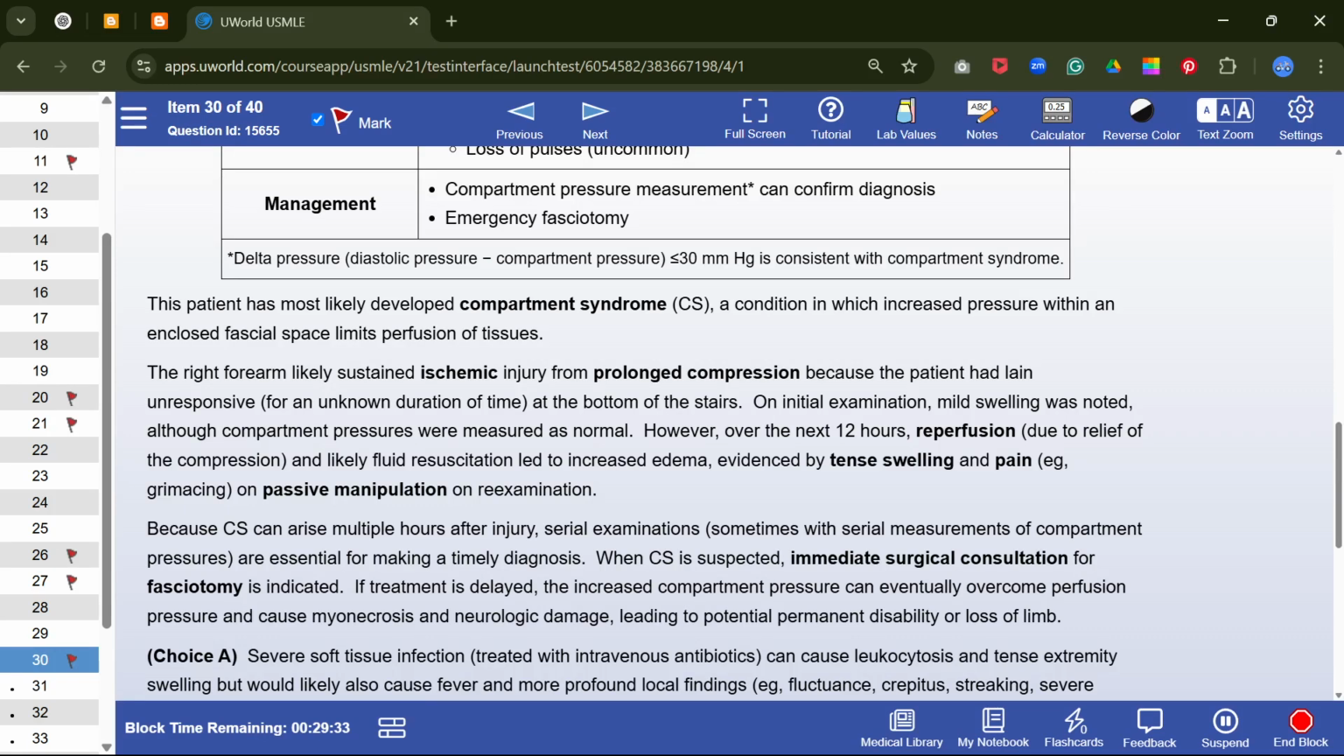When compartment syndrome is suspected, immediate surgical consultation for fasciotomy is indicated. If treatment is delayed, the increased compartmental pressure can eventually overcome perfusion pressure and cause myonecrosis and neurologic damage, leading to permanent disability or loss of the limb.